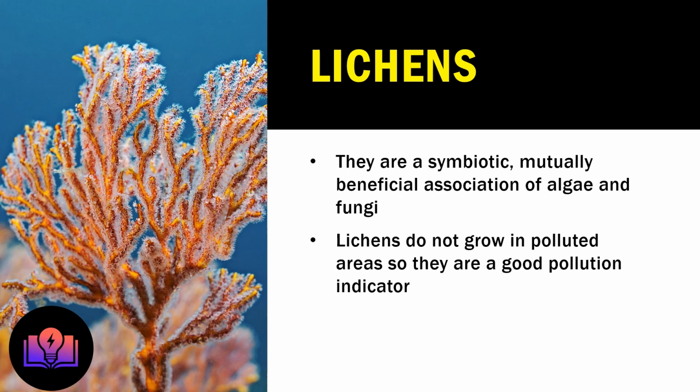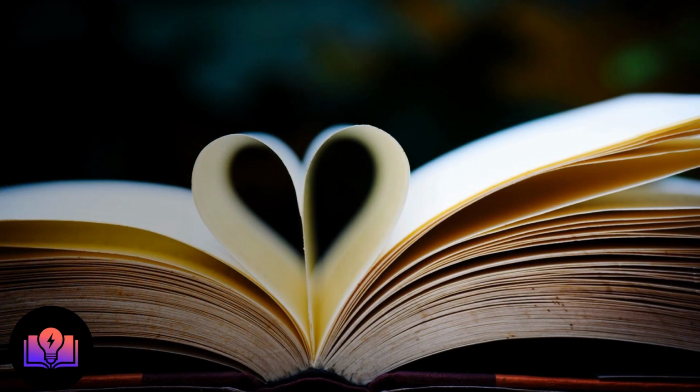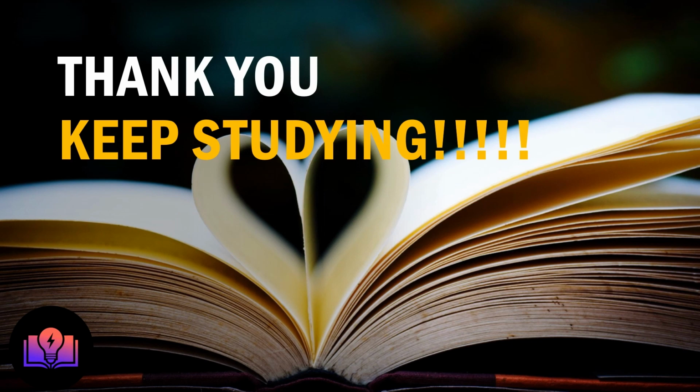Lichens. They are a symbiotic, mutually beneficial association of algae, phycobiont, and fungi, mycobiont. The alga is autotrophic and provides food, whereas the fungus provides protection and shelter. Lichens do not grow in polluted areas, so they are a good pollution indicator.